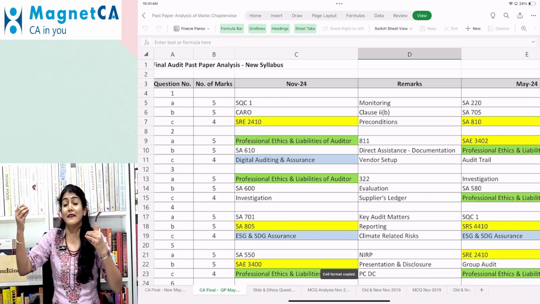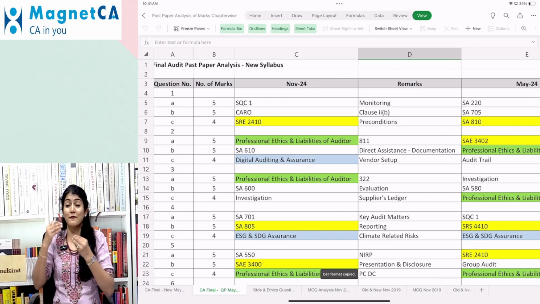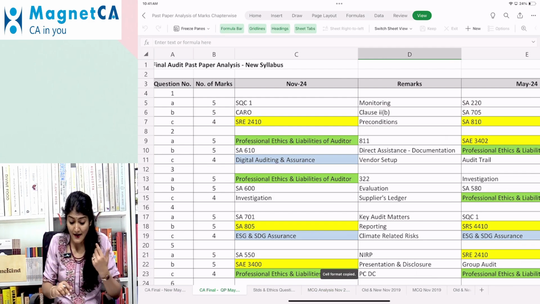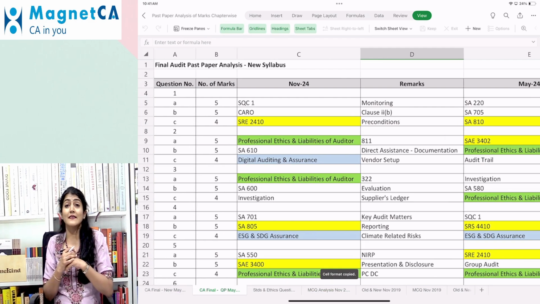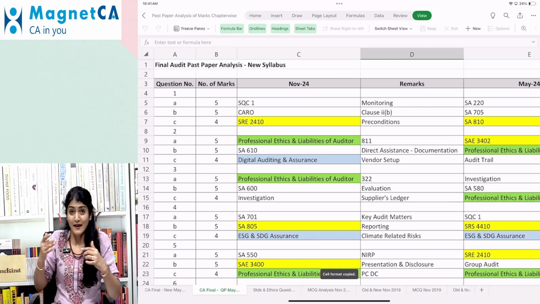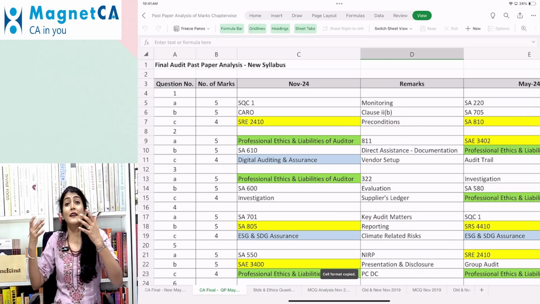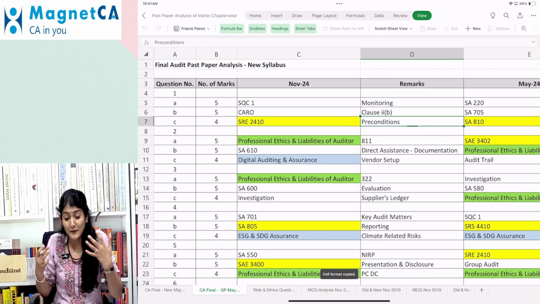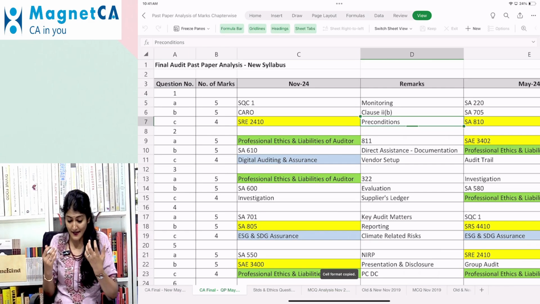Whether the quarterly return statements submitted to the bank financial institutions are in agreement with the books of account? Okay. Right, then a question regarding SRE 2410, engagements to review the historical financial statements performed by an independent auditor of the entity. What are the preconditions while accepting such an engagement?